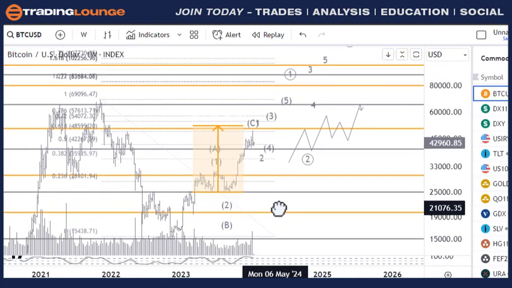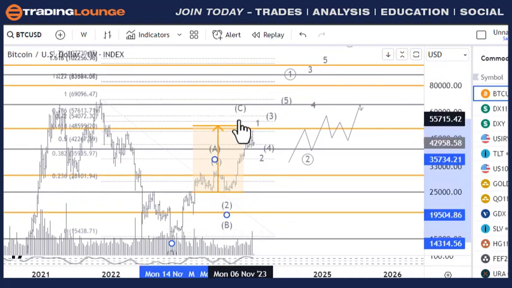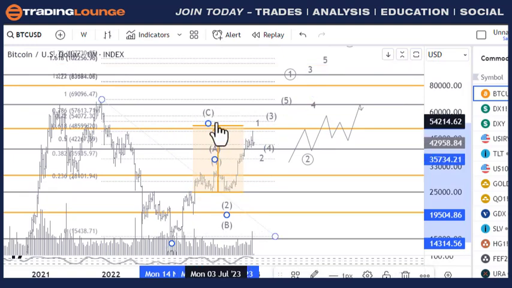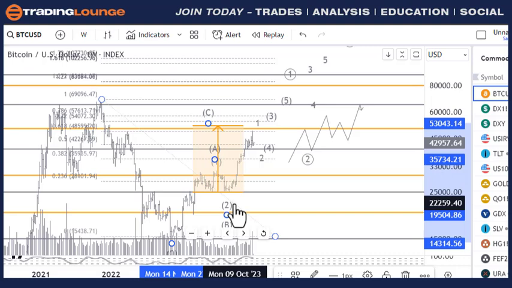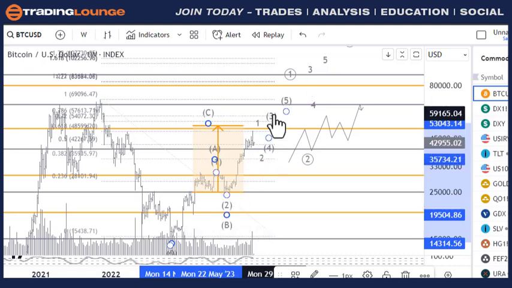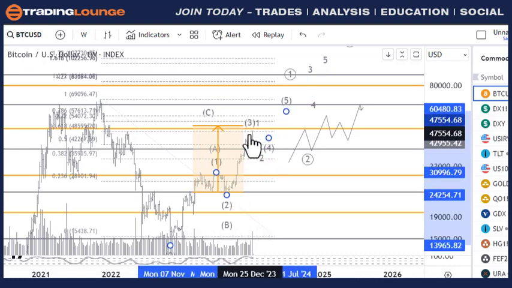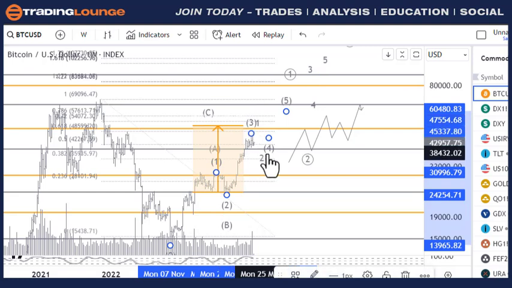That would be okay. But if we move the C wave out for a moment, it makes a perfect C wave, because normally wave A and C have some sort of correlation, some sort of equality rather. If we put the wave 3 here, then we can look for a 38.2% retracement level, which will be around the 40K there anyway.